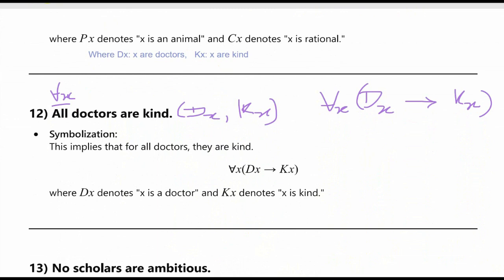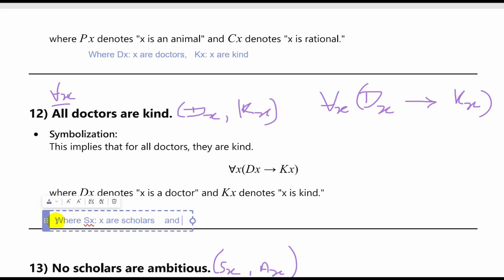No scholars are ambitious. Okay, so they will give Sx and Ax. So we start writing where Sx: x are scholars, and Ax: x are ambitious.